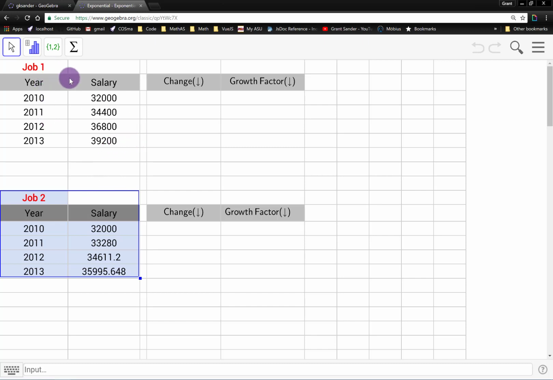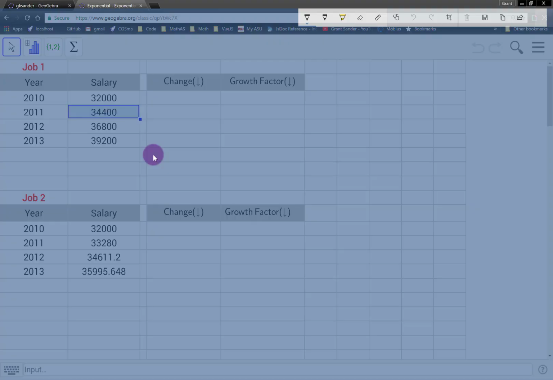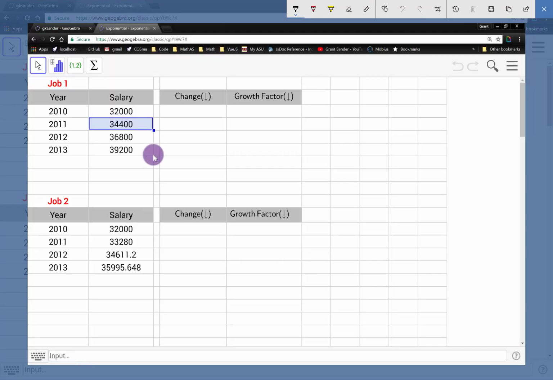So we'll start with job 1. First of all, we'll look between 2010 and 2011, the salary increased from $32,000 to $34,400. So we can actually compute how much that salary changed by. If we wanted to know how much the salary increased by, we could compute that change as $34,400 minus the $32,000. And then for each consecutive year, we could, in a similar way, compute how much the salary changed by, just by doing the final salary minus the initial salary.